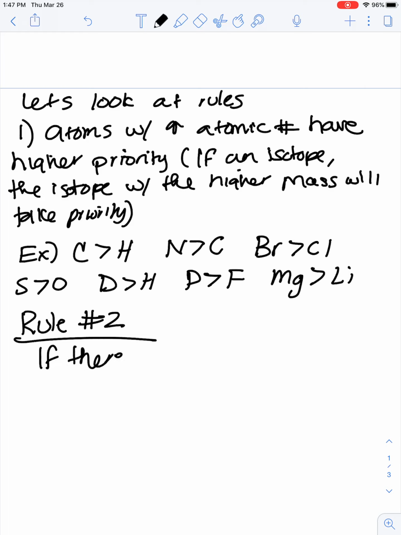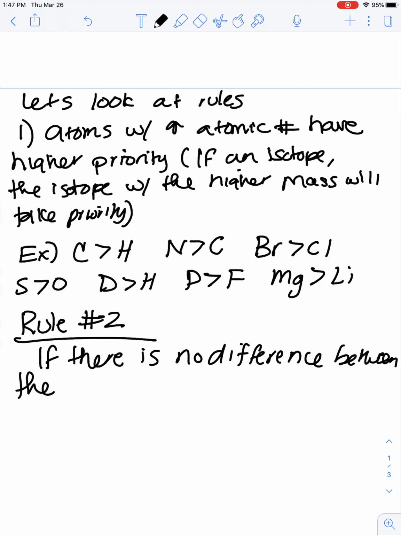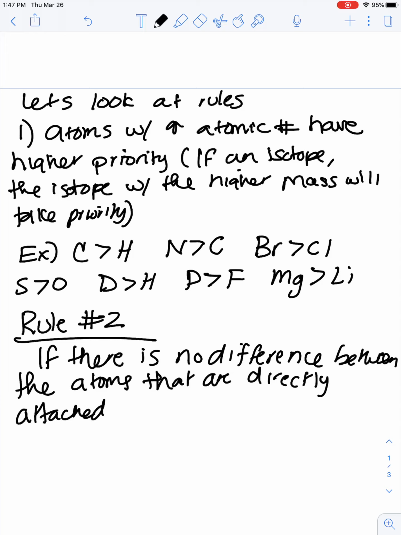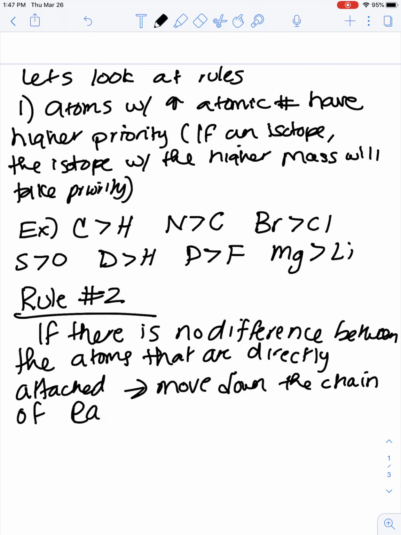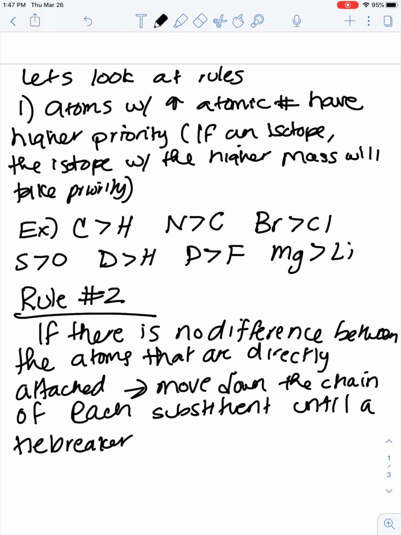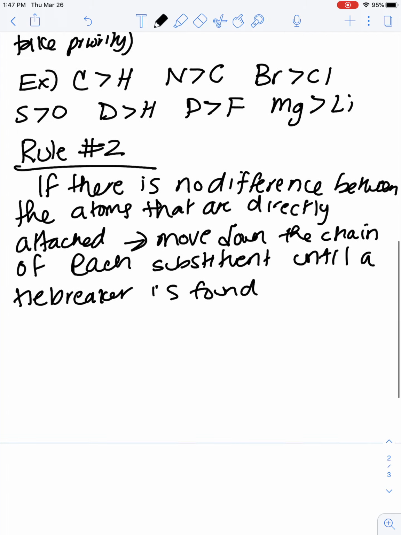So if there is no difference between the atoms that are directly attached, what we're going to do is move down the chain. What we're really going to be looking for is something that we can call a tiebreaker. So we're going to move down the chain of each substituent until a tiebreaker is found. So let's look at a few examples.